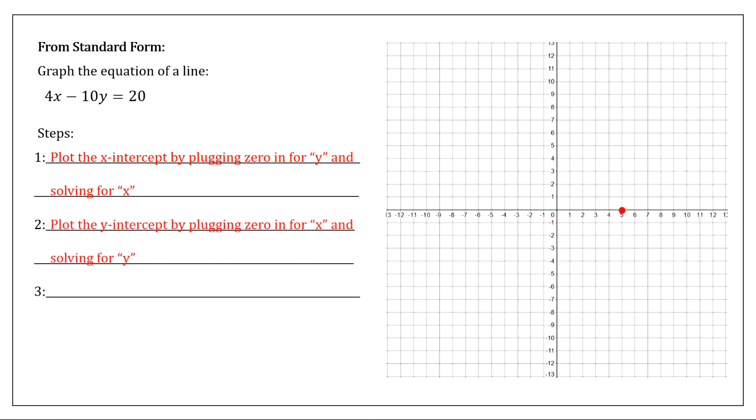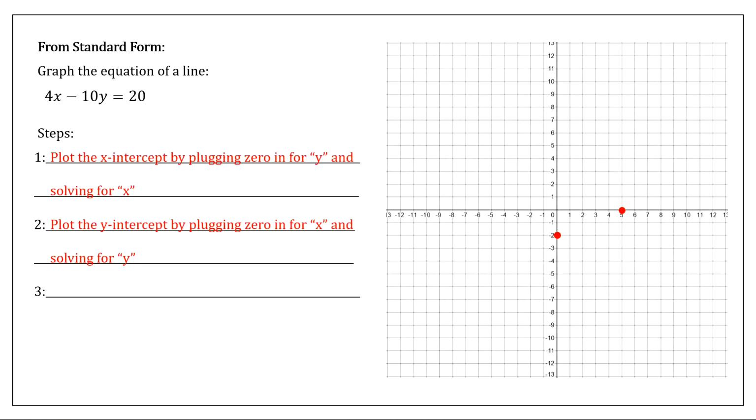Our second step is to plot the y-intercept. It's the same thing. We're going to plug 0 in this time for x and then solve for y. So if we plug 0 in for x, we're going to end up with 4 times 0 minus 10y equals 20. So we're going to be left with negative 10y equals 20. Again, we're going to divide both sides by negative 10, which is going to leave us y equals negative 2. So we're going to plot a point at 0, negative 2, because our 0 was in for x. So our point is 0, negative 2. Does that make sense to everyone?